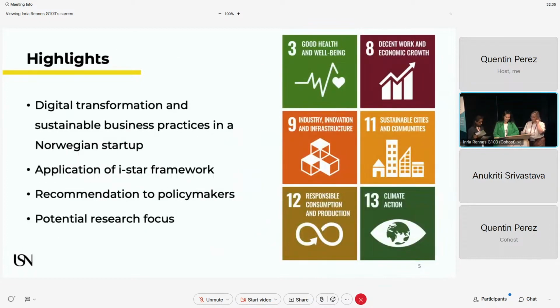Some of the highlights: the first point highlights the increasing recognition of digital transformation as a powerful tool to promote sustainable business practices. Our paper provides an overview of the case Mat-Norge, which provides retail multi-automation to its customers. The paper explains how the I-STAR framework used in the case helps understand the environmental, social, and economic incentives during the digital transformation process in rural businesses, but we'll come back to that later.